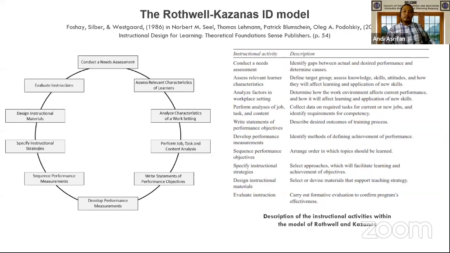And then the next model here is Rothwell, Kazanas' ID model. We're starting still almost the same as all the models of instructional design, where we come from conduct a need assessment, and then assess relevant characteristic, analyze characteristic, perform job, and then write a statement of a performance objective, develop performance measurement, sequence performance measurement, specify instructional design, design instructional material, and in the last phase we have evaluate instruction.